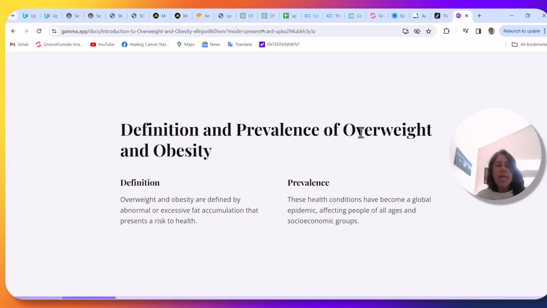The prevalence in our community, unfortunately, is right now an epidemic. The health condition has become a global epidemic. It's global. It's not just in the United States or Mexico, because Mexico right now has the number one obesity problem, and the United States is the second one. We have a global problem, affecting people of all ages and socioeconomic levels.